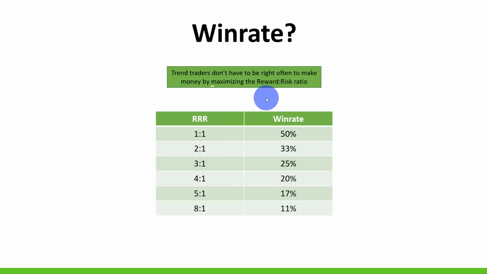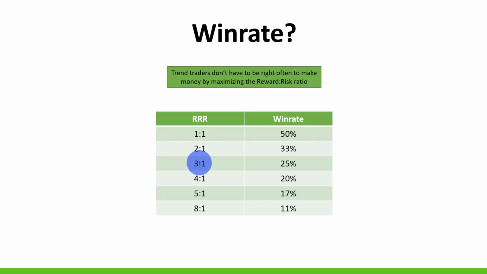And trend traders don't have to be right often, so you don't need a very high win rate, as we will see now. Often trend traders have way larger reward to risk ratios. If we have a reward to risk ratio of 1:1, which means your winners are the same size as your losses, you have to win at least 50% to break even. So you need a win rate of at least 50%, or you're going to lose money.